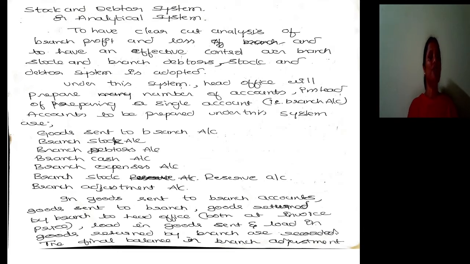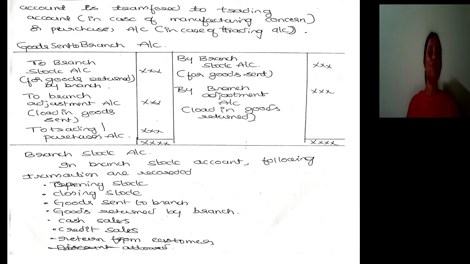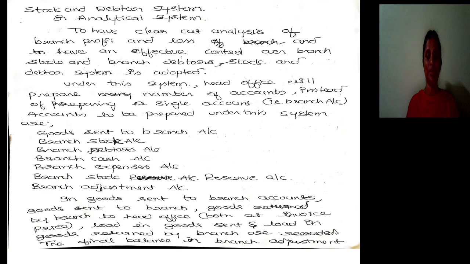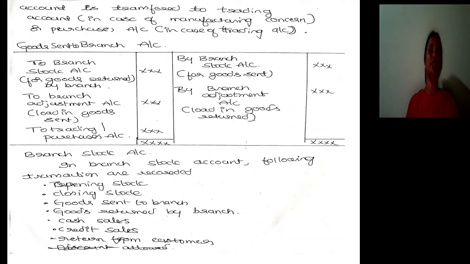In the goods sent to branch account, we record four important items. One is goods sent to branch, the other is goods returned by branch, the third is loading in opening stock, and the fourth is loading in closing stock. The final balance in the goods sent to branch account, not the branch adjustment account, is transferred to the trading account in case of a manufacturing concern or the purchases account in case of a trading concern. Let me show the format of the goods sent to branch account.